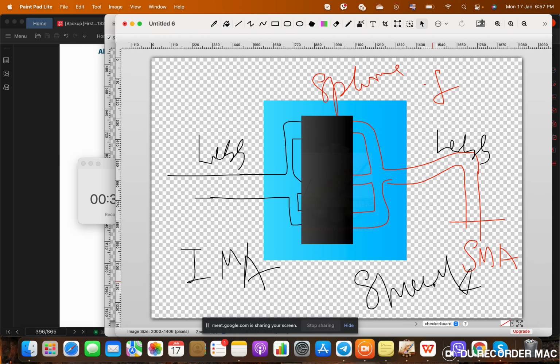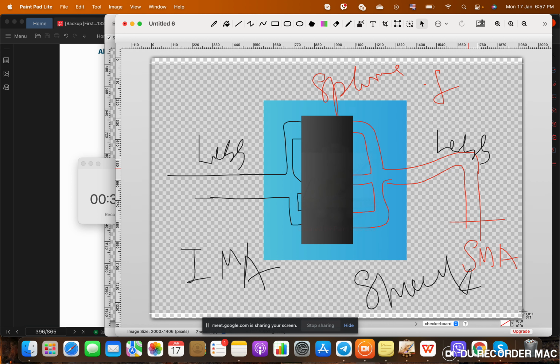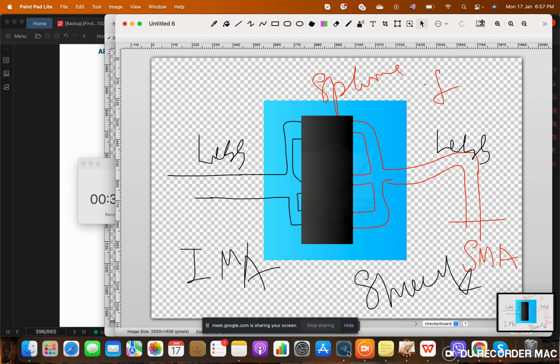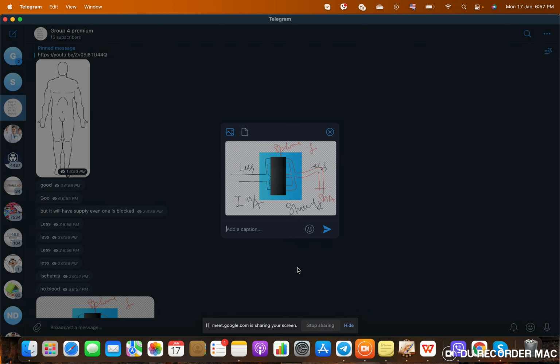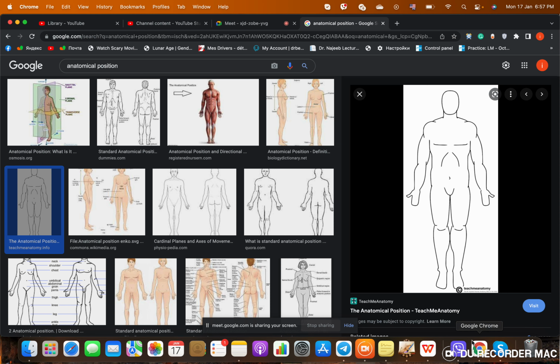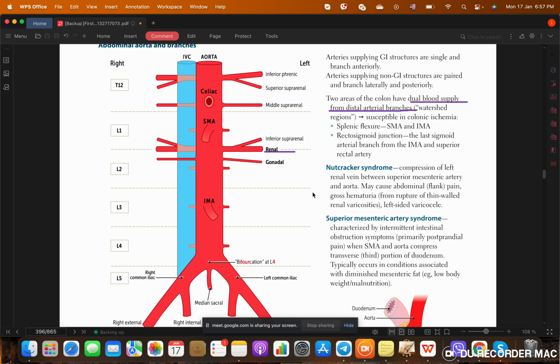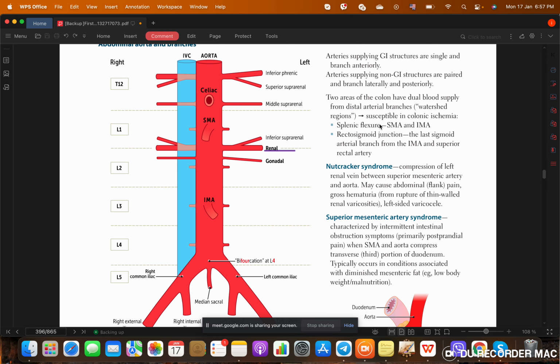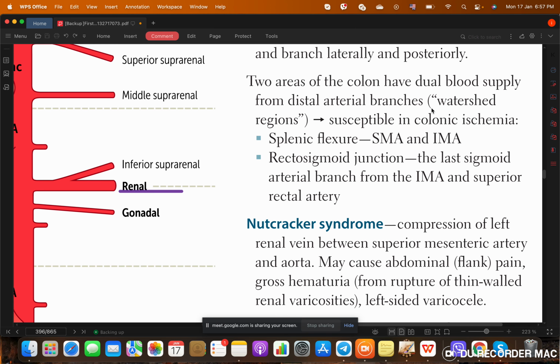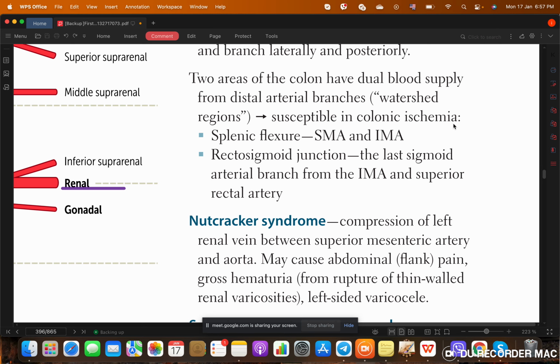So in cases of shock, you will have less blood supply from the dual supply, if I can say, from the two arteries, which will lead to a watershed area. I know my drawing sucks, but here you go, guys. Enjoy. So the next thing is that it's more susceptible to colonic ischemia. I hope it makes sense.